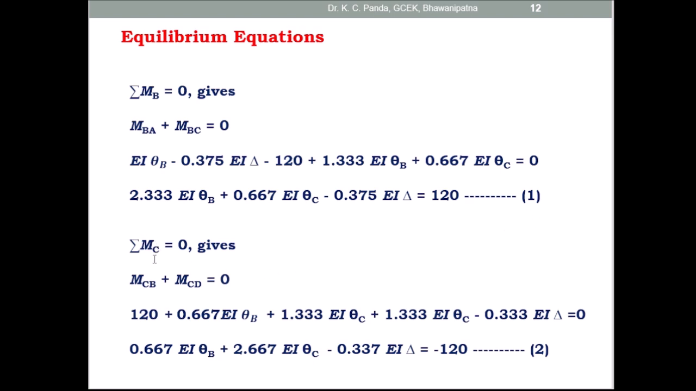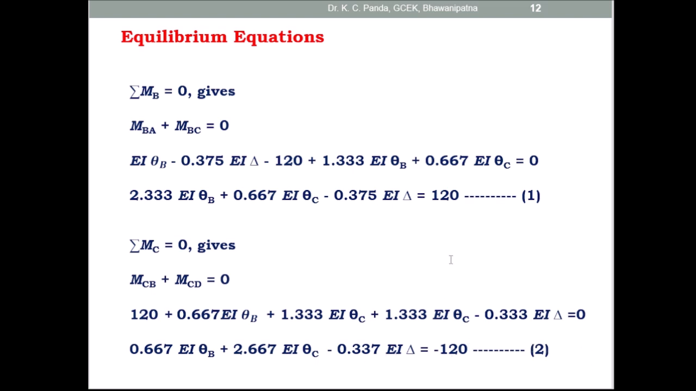Then the other equation that you get: summation of moment at C is equal to 0. So MCB plus MCD is equal to 0. So put the values of MCB and MCD in this equation. Then after simplification, you get 0.667 EI theta B plus 2.667 EI theta C minus 0.337 EI delta is equal to minus 120. This is equation 2.